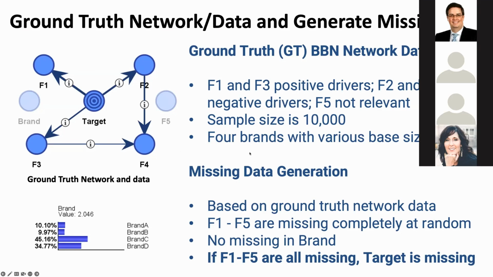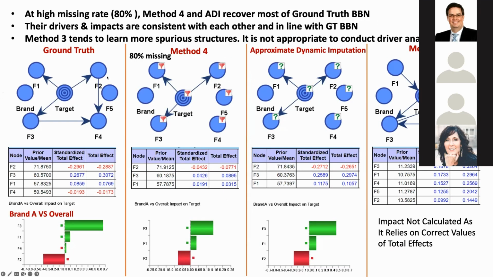So what we try to do in the next few slides is to say, using different missing data handling methods, which one can recover the ground truth, which one can recover the drivers, recover the impact. So here is a higher missing rate, right? This is, let's say, 80% of the data missing. Again, at the top row, these are the network structures learned from different methods. And this is the ground truth.